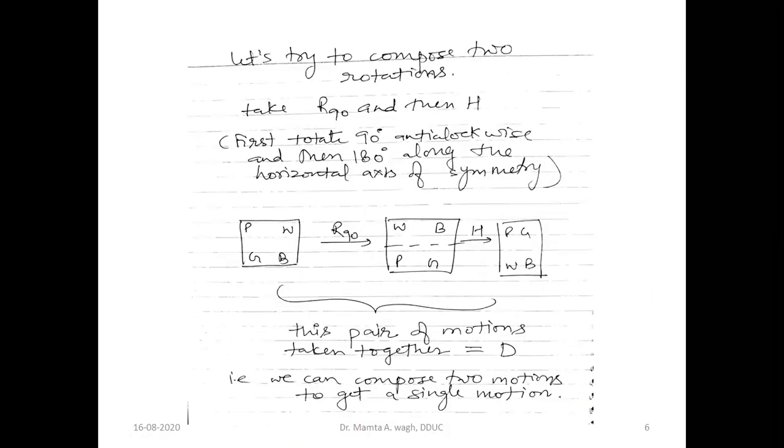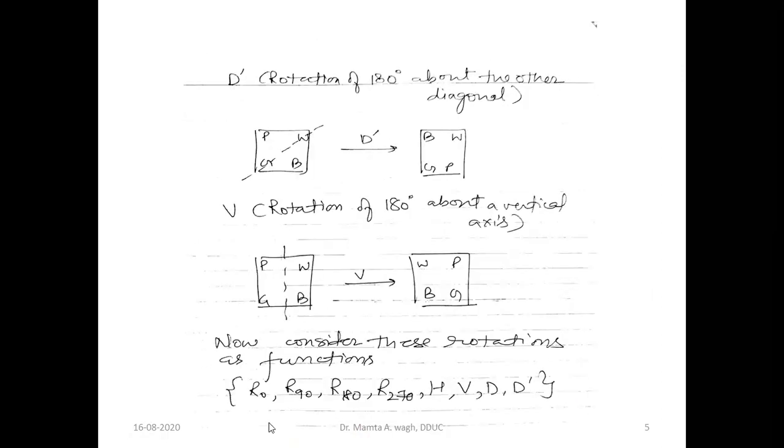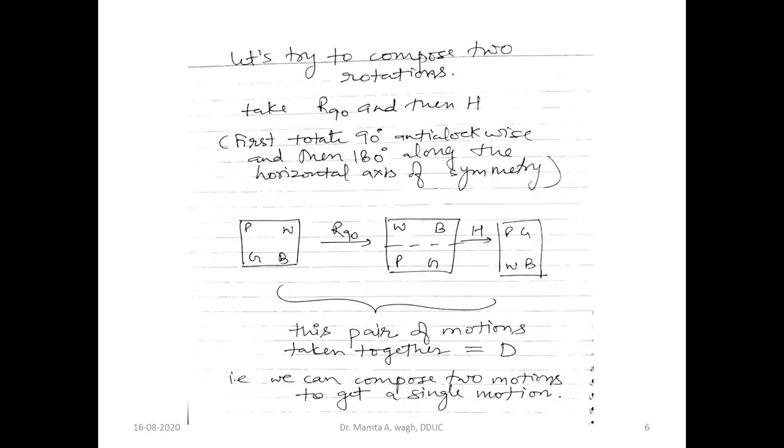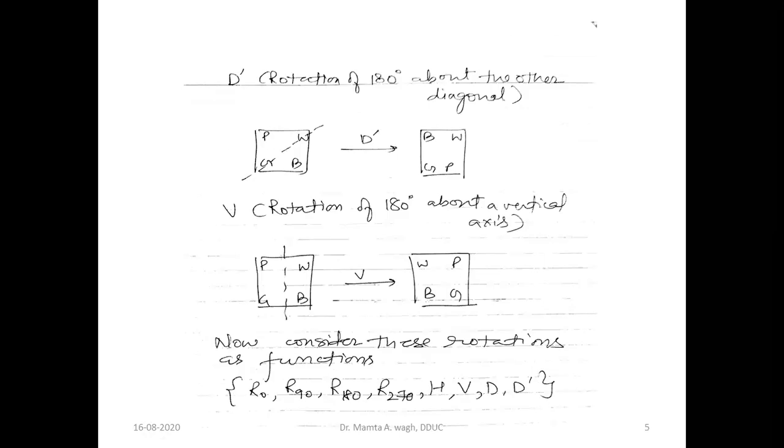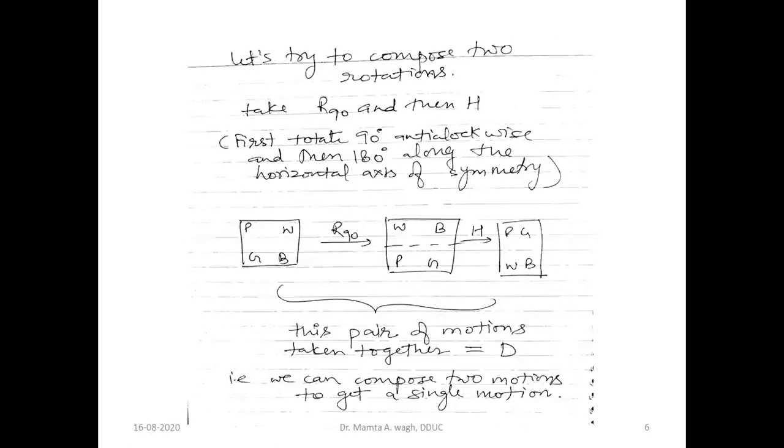So in that way, you can see that if you combine any two rotations from this set, then you will end up finding a rotation from this set only. So that means this set is closed under the function compositions. If I consider these rotations as functions and compose two rotations as function composition, then the result is again in this same set. So that means this set is closed under function composition.